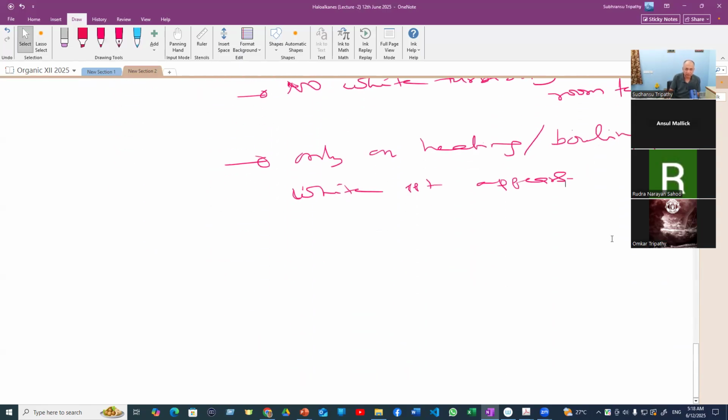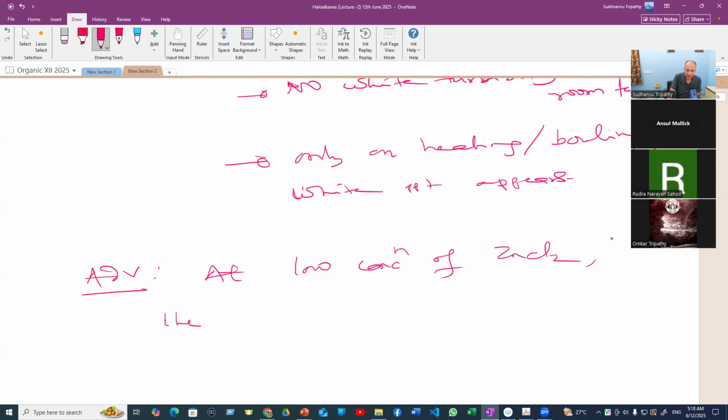And the advantage of this Lucas test is that at low concentration of zinc chloride, the rearrangement of carbocation is prevented.